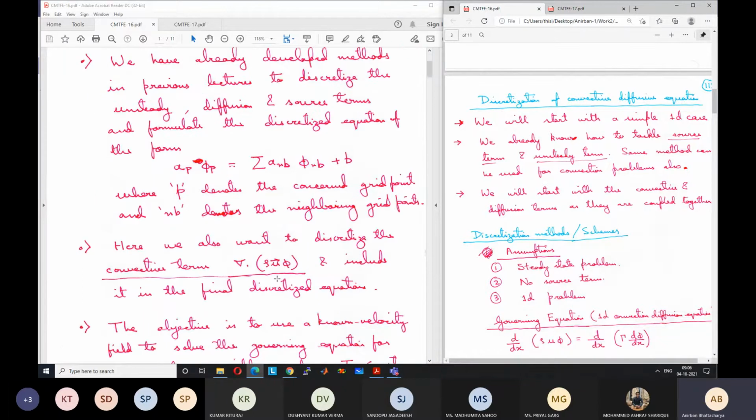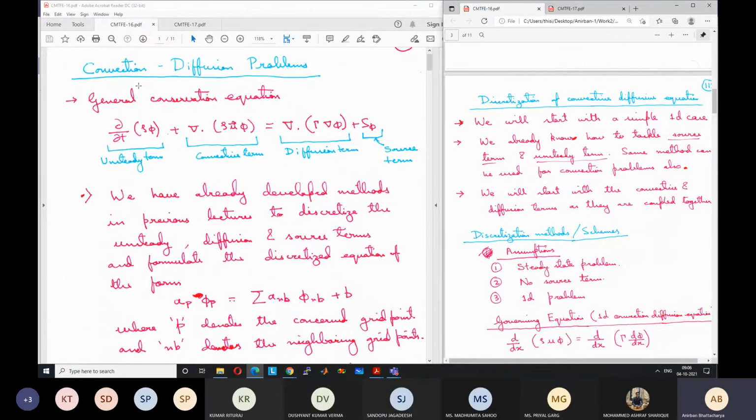Right. So we want to derive a discretized equation which will conform to our structure of the discretized equation, which is of this form: AP phi P is equal to summation over all the neighboring points a_nb phi_nb plus whatever is the effect of the source term, b. Okay, so we want to derive the same form of the equation, whether it is a diffusion dominated problem or a convection diffusion problem.